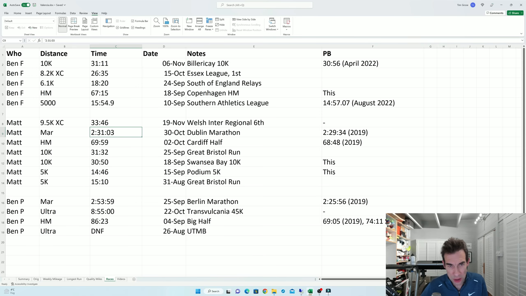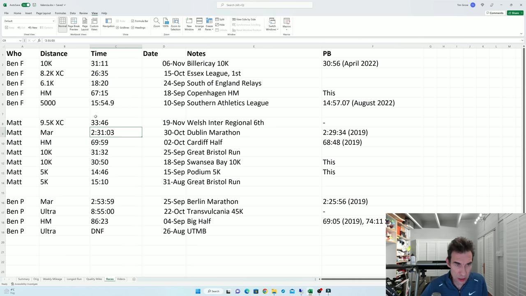And he'd run a perhaps more controlled effort in the South of England relays. Then he had this PB of 67:15 in the Copenhagen half marathon. So if he's taken that form into the Valencia Marathon, maybe his target is very achievable. And then he had a bit of a low-key run in a 5,000.